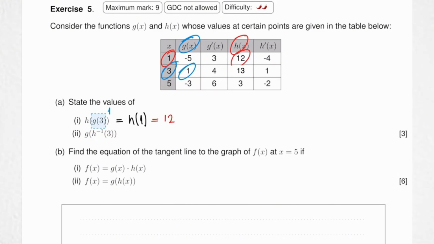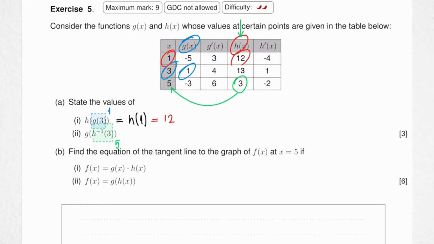So this is 12. Now let's tackle a more challenging one. What is h inverse of 3? What you're asking there is, what is the input if the output of h is equal to 3? Meaning, we want the output of h to be equal to 3, so we're asking what is the x value that gives us that output? And that is equal to 5.